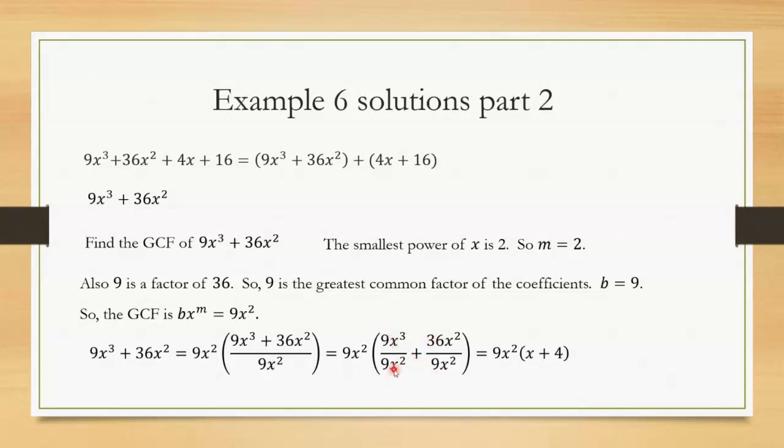And when you do that, the 9's cancel. X cubed over x squared becomes x, right? You subtract the exponents. Here, 36x squared over 9x squared. Well, 36 over 9 becomes a 4. The x squares themselves cancel. So this is what we get.